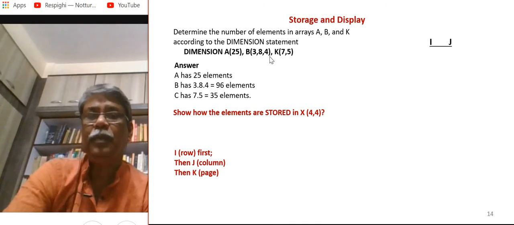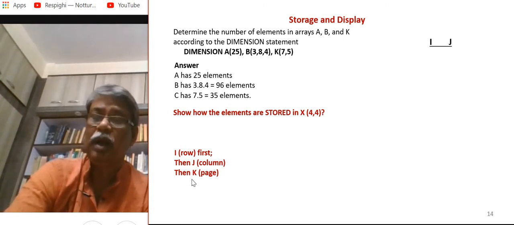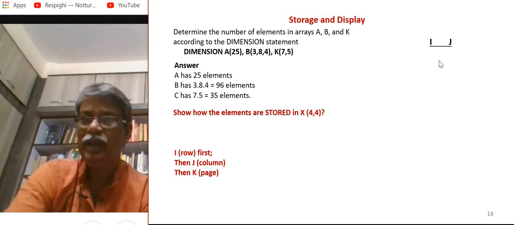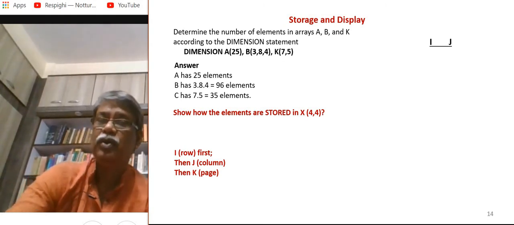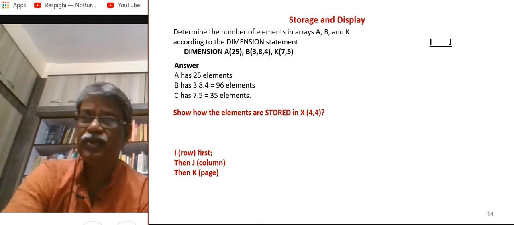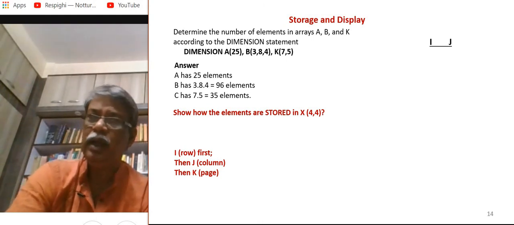And if it's 3-dimensional, then the third one comes, which we call the page. So I, J, K: I first, then J, then K. And for IJ, it is simply first I and then J. First I means that I would exhaust itself first for a fixed J. Okay, it goes on like that.